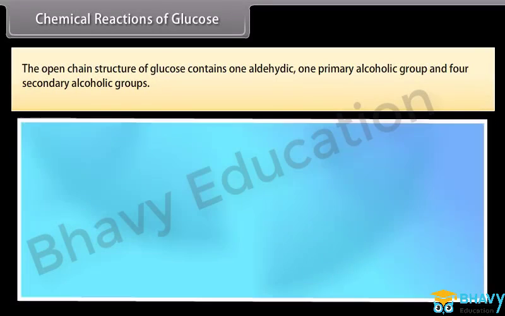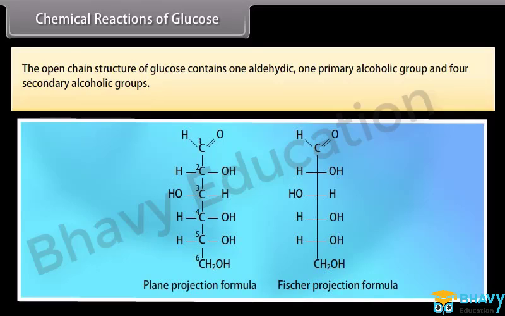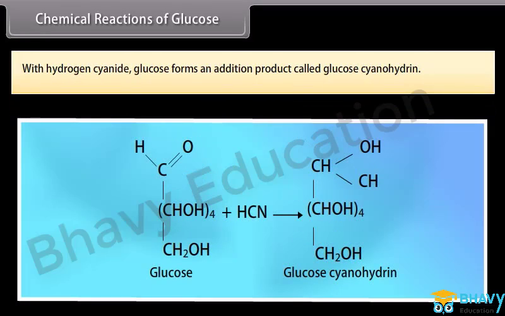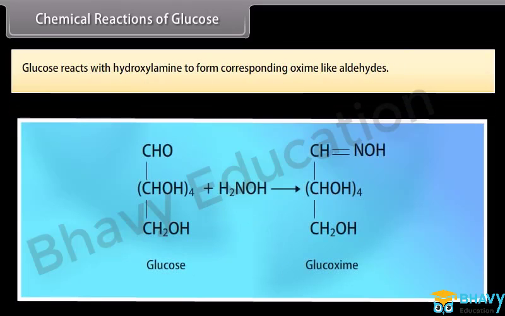Chemical reactions of glucose. The open chain structure of glucose contains 1 aldehydic, 1 primary alcoholic group and 4 secondary alcoholic groups. In Fischer projection, carbon atoms which are at the intersection of the lines are not shown. With hydrogen cyanide, glucose forms an addition product called glucose cyanohydrin. Glucose reacts with hydroxylamine to form the corresponding oxime like aldehydes.